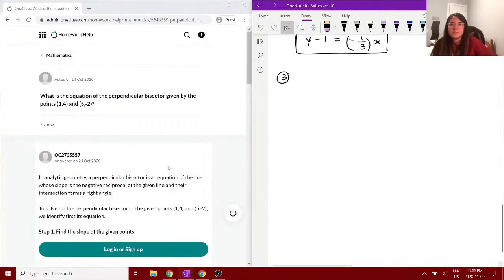For question number 3, it asks, what is the equation of the perpendicular bisector given by the points (1, 4) and (5, -2)? Okay, so perpendicular bisector, let's write the definition for that.